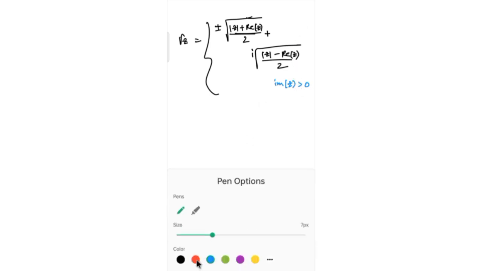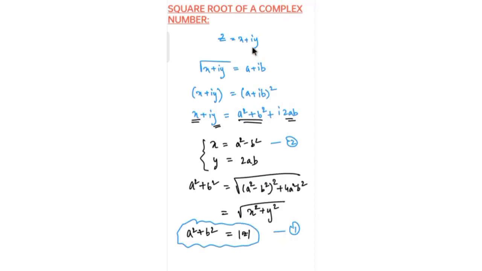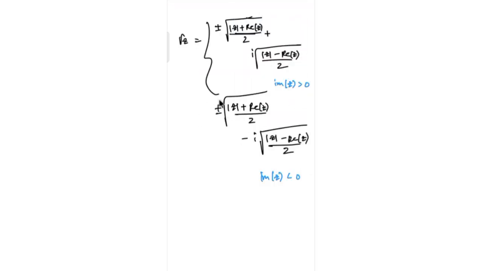And the second thing is plus or minus root over mod z plus real part of z divided by 2 minus i times mod z minus real part of z divided by 2. This is when the imaginary part of z is less than 0. So this is how we're going to classify it. In z equal to x plus iy, if y is negative, we're going to use this formula, the second one, and if y is positive, we're going to use the first.